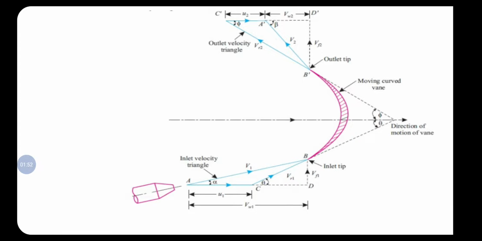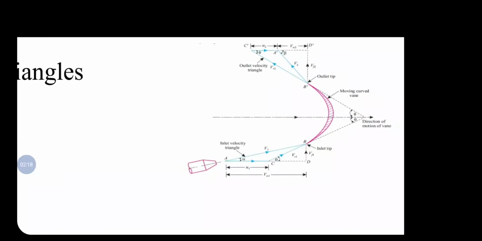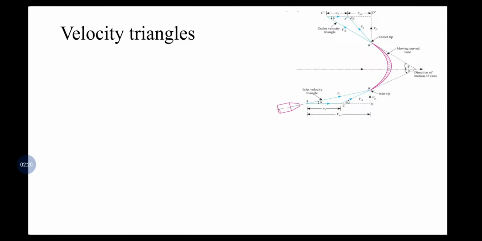Let us draw tangents to the outlet tip. This is the outlet tip and this is the inlet tip. So we draw a tangent to this inlet tip and outlet tip, and we assume that the angles made by them with respect to the horizontal are theta for the tangent at the inlet tip and phi for the outlet tip. The further assumptions we will discuss now.